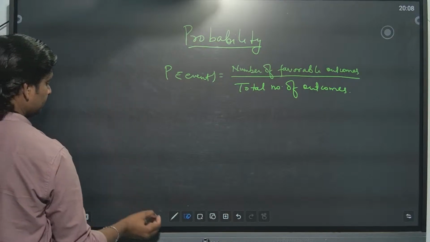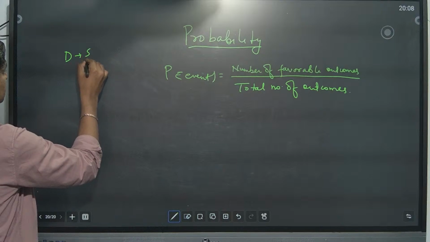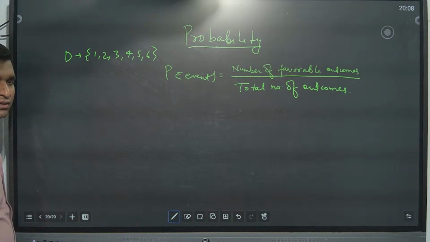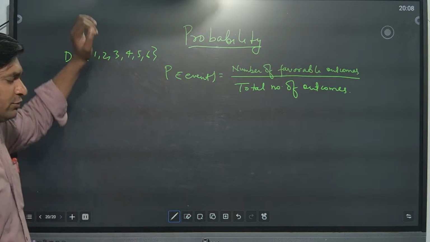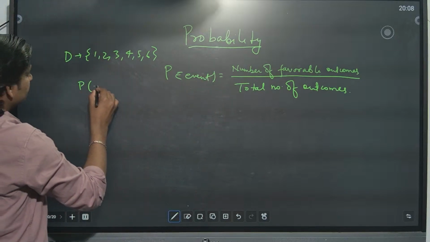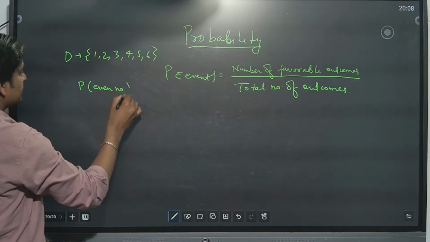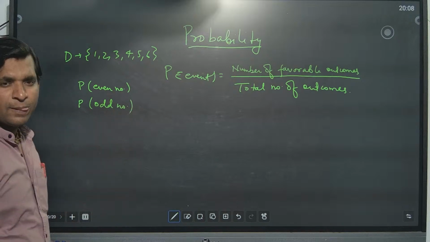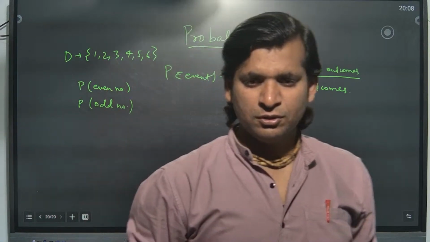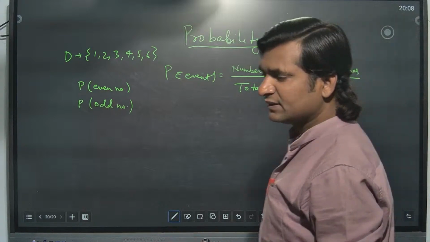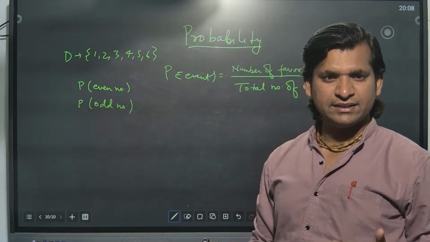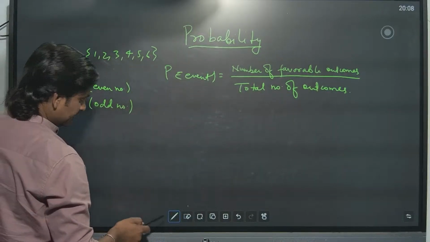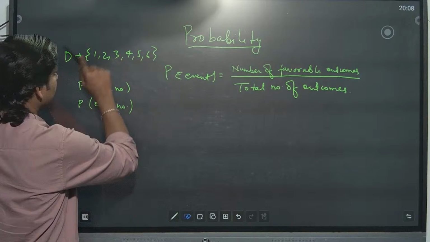Dice. In dice we have 1, 2, 3, 4, 5 and 6. Correct? So what will they ask? Probability of even numbers, probability of odd numbers, probability of composite numbers, or if it is two dice, they will ask the sum should be greater than 8, greater than 9. So this kind of question they will ask. Cards we will discuss while solving the problems only.